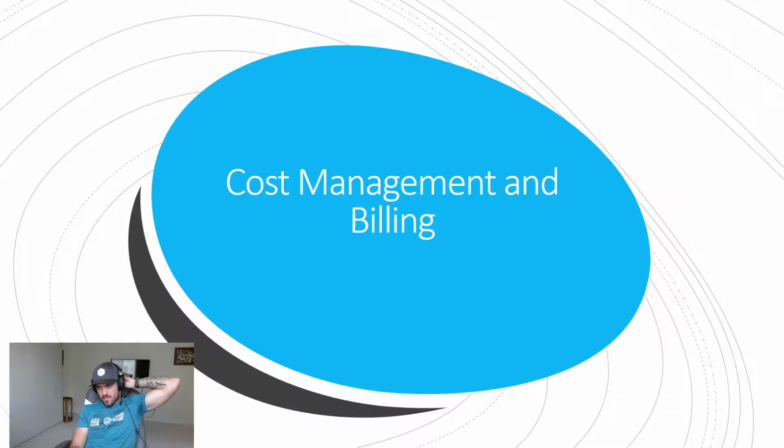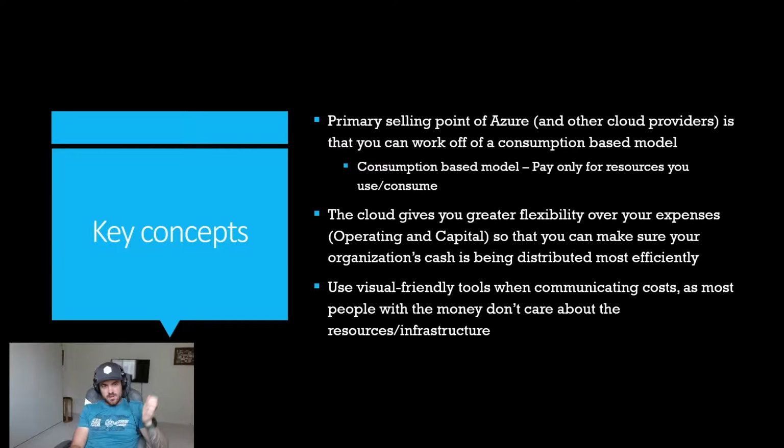I promised we'd talk about this a little bit more, and here it is. So, the primary selling point of Azure and just the cloud in general is that you can work off of a consumption-based model, which basically means you're only going to pay for resources you use and or consume. The cloud's going to give you greater flexibility over your expenses. So think, again, operating and capital resources so that you can make sure your organization's cash is being distributed most efficiently. There's only a finite amount. I don't care what company you work at. You got to use it as efficiently as you can.